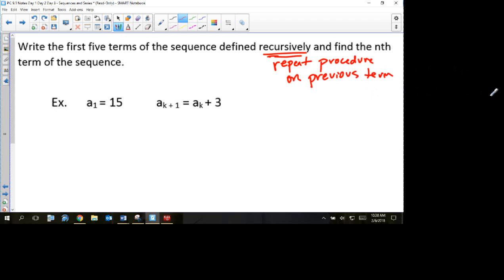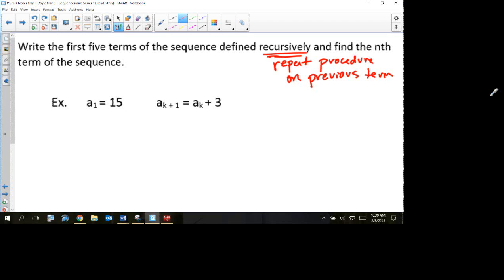When you see recursive formulas, you are repeating a procedure on a previous term. So a recursive formula, which is what I've given you here, is not something where I can find just the 10th term. In order to find the 10th term, I would need to know the 9th term. To find the 9th term, I need to know the 8th term. What term was I given? The first term. So in order to find the 10th term, I'd have to find term 1, 2, 3, 4, 5, 6, 7, 8. Not the best formula ever.